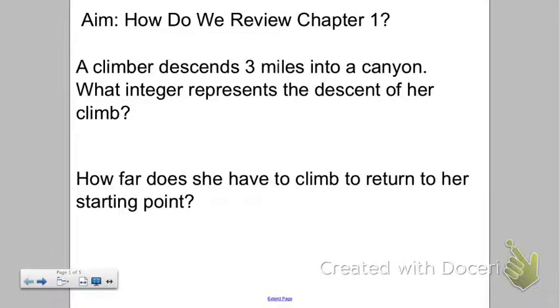Today's lesson is on how do we review Chapter 1. We have finished the first chapter of the book, and we're going to do a review of all the topics learned in that chapter. The first question says, a climber descends 3 miles into a canyon. What integer represents the descent of her climb? Take a second to copy down the question.